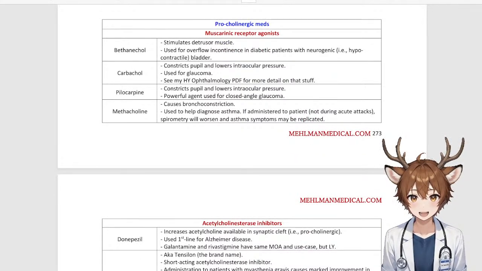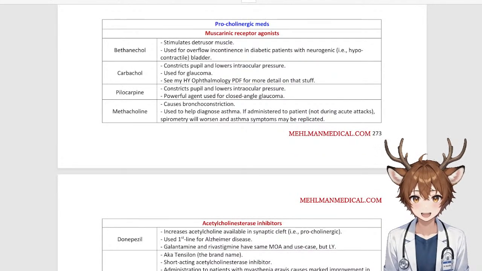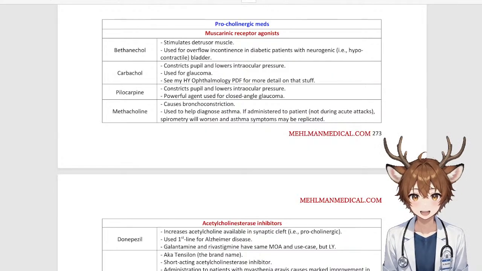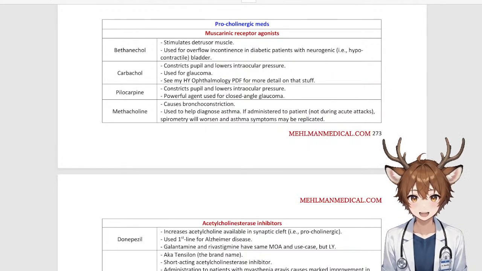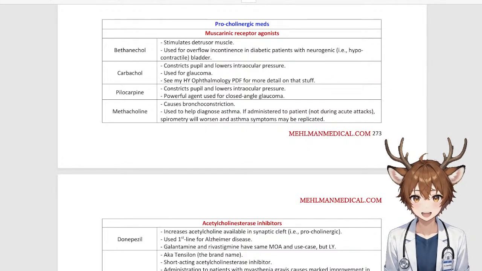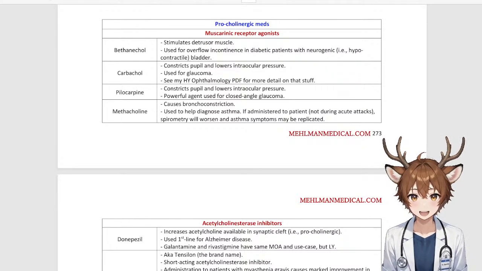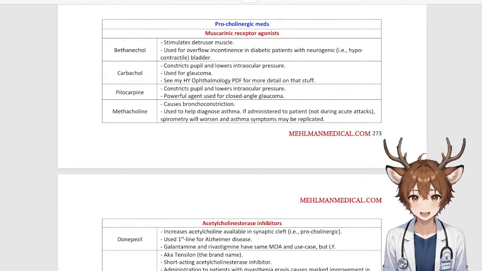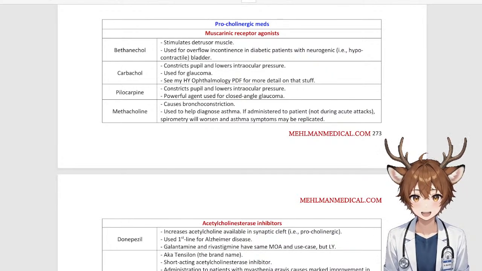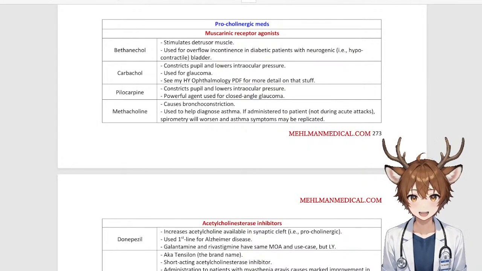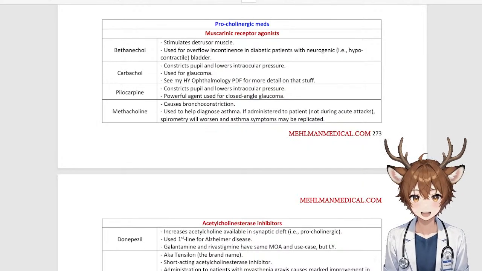So now we're talking about these medications. Pro-cholinergic medications, muscarinic receptor agonists. We have bethanechol, which stimulates the detrusor muscle, used for overflow incontinence in diabetic patients with a neurogenic, that is to say hypocontractile, bladder. Carbachol constricts pupils and lowers the intraocular pressure, used for glaucoma.